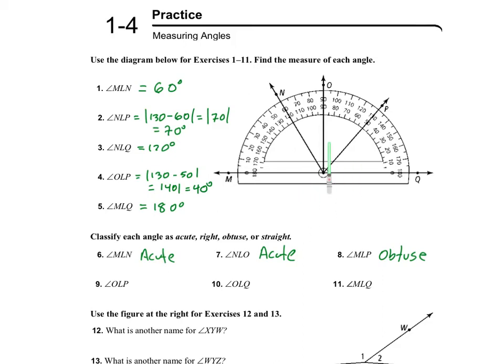OLP right here, smaller than a right angle. So again, this is acute. OLQ again is a right angle. This is right. And MLQ, we already know that that one's 180 degrees, so this is a straight angle.